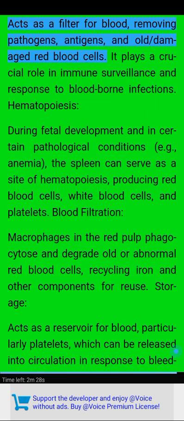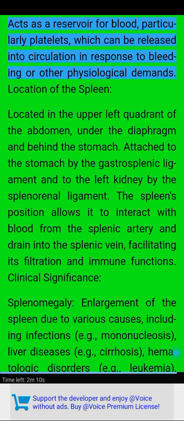Immune function. Acts as a filter for blood, removing pathogens, antigens, and old damaged red blood cells. It plays a crucial role in immune surveillance in response to blood-borne infections. Hematopoiesis. During fetal development and in certain pathological conditions, e.g., anemia, the spleen can serve as a site of hematopoiesis, producing red blood cells, white blood cells, and platelets. Blood filtration. Macrophages in the red pulp phagocytose and degrade old or abnormal red blood cells, recycling iron and other components for reuse. Storage. Acts as a reservoir for blood, particularly platelets, which can be released into circulation in response to bleeding or other physiological demands.